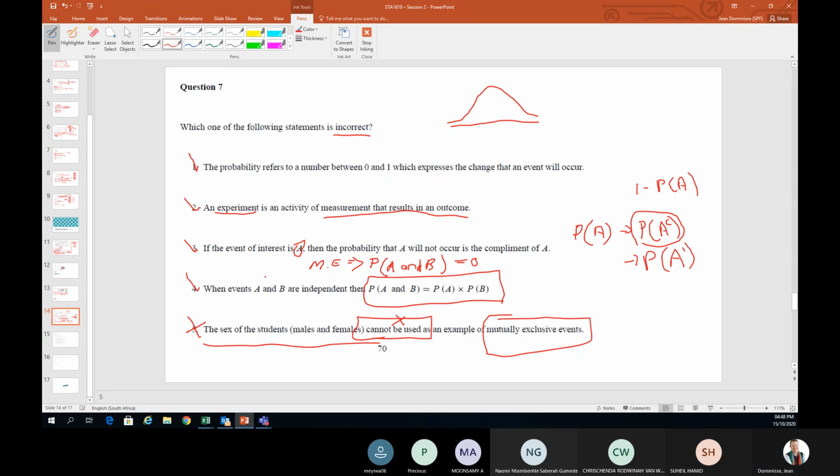Okay. So in this method, they nearly were asking you to understand what independence means.